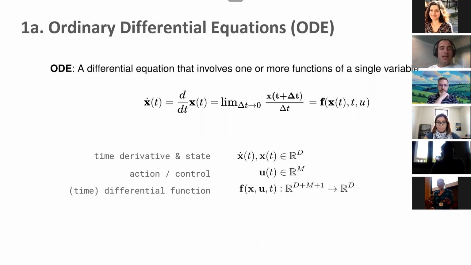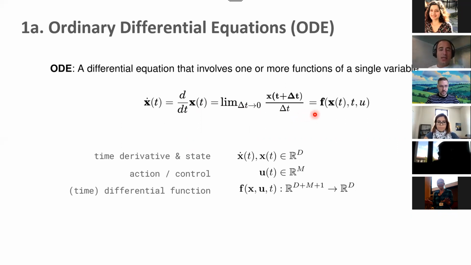An ODE is basically defined as a differential equation that involves one or more functions of a single variable. This is the very standard form where we have x of t. Here t denotes time, and that is the variable, and x is a function of time. We call x_t a state, and x dot t is the time derivative. Formally, what it means is that if we take an infinitely small amount of time forward, how the state would change with respect to this small change in delta t. So that's basically the definition of ODE.